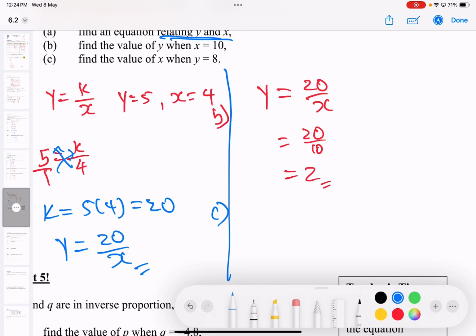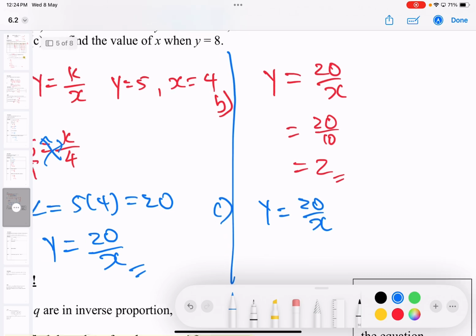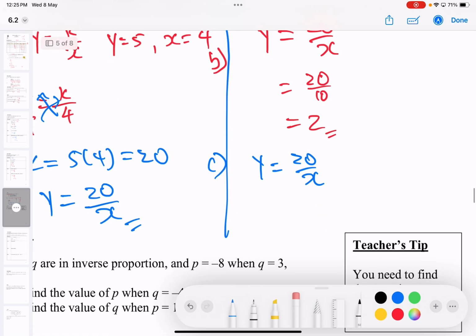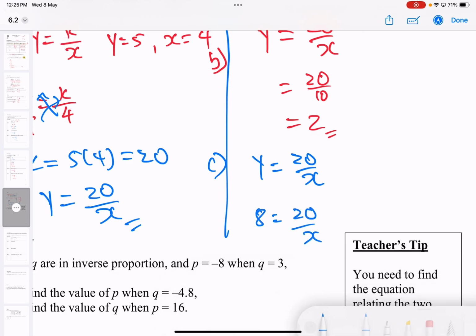My last part C, find the value of x when y is 8. Y is 20 over x. So when my y is 8. Okay, juniors is back. You can take the pass from him. Okay, which variable should I substitute? Y. And I replace y with 8. Okay, so I'm going to get 8 is equals to 20 over x.